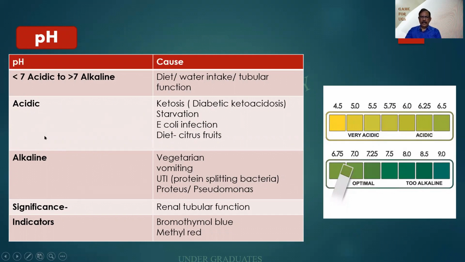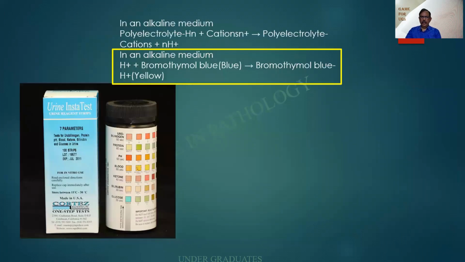So you can get acidic urine, you can get alkaline urine. The significance is you will know the tubular function. And the indicators are bromothymol blue and methyl red. These are the two indicators. And look at the range over here. This will be provided. You dip the dipstick in the patient's urine sample and you compare it with the comparators. These are all the comparators and the significance is given over here. pH. So please memorize all these exercises you will be expected to do.